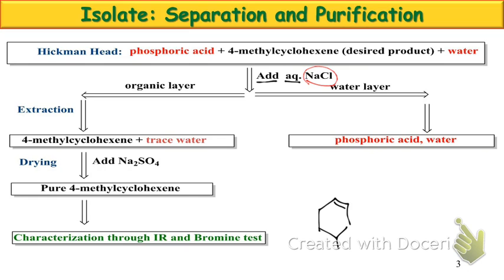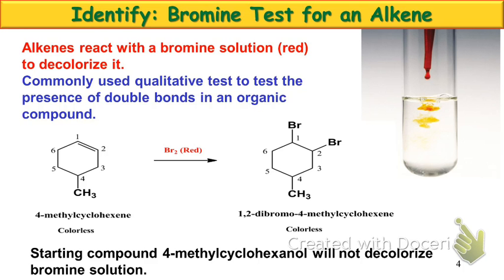At that point, you've got your final product, so we want to characterize and prove that you got it, so we can go through and do IR and bromine tests. We've already done the bromine test or talked about it a few times, so I won't go into it in detail, but your product has an alkene. When we add bromine to it, what happens?